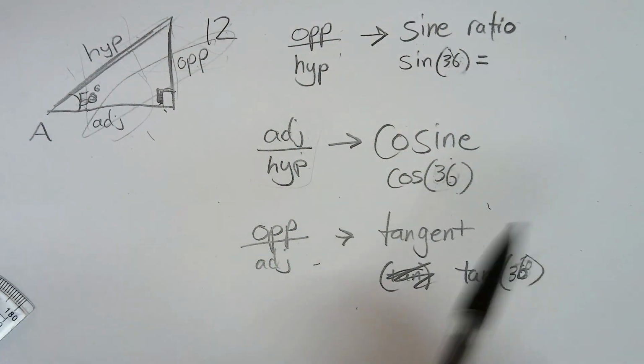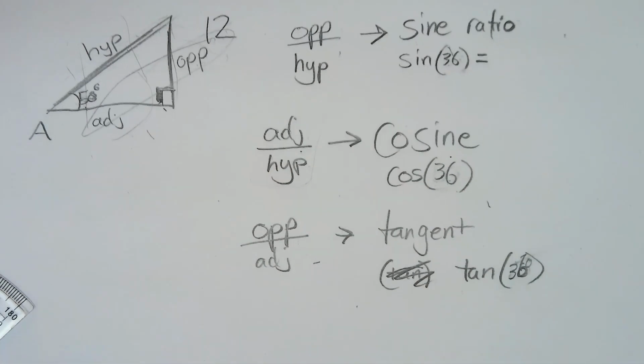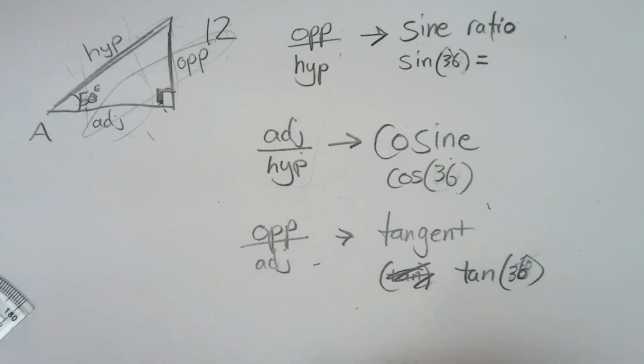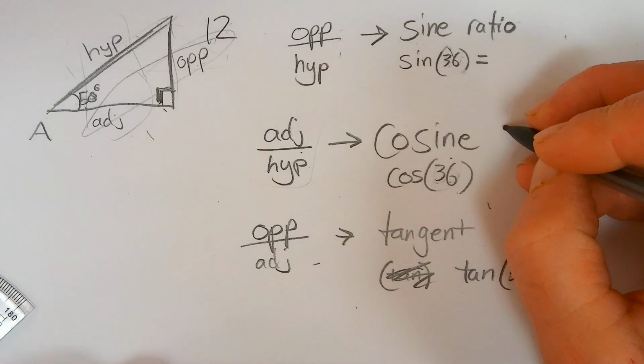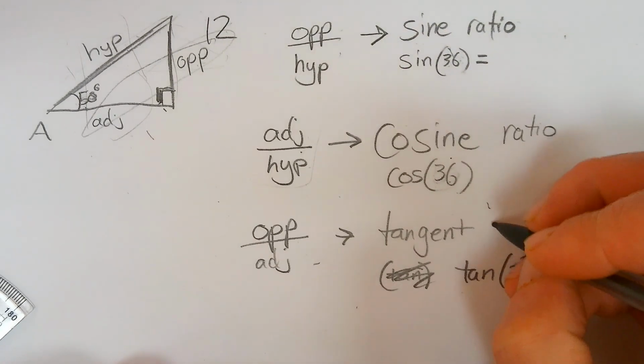So we only need these 3. We don't need to learn the other 3. You can learn them later, like in pre-calculus. For now, we're just doing sine, cosine, and tangent. The sine ratio, the cosine ratio, and the tangent ratio.